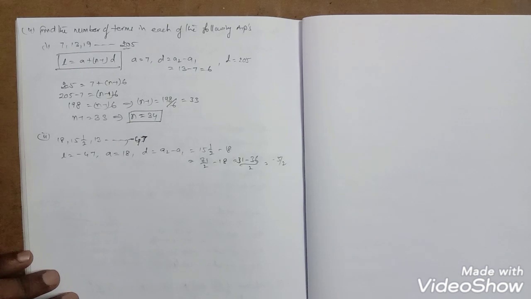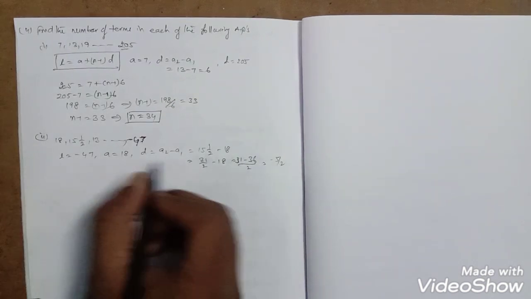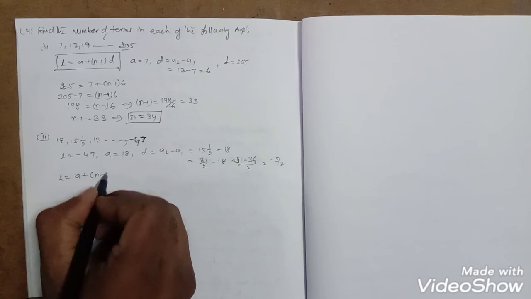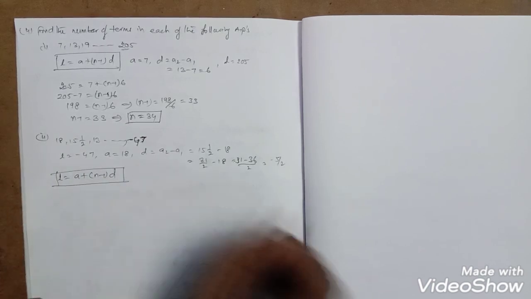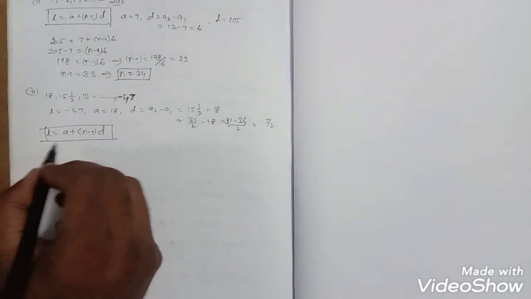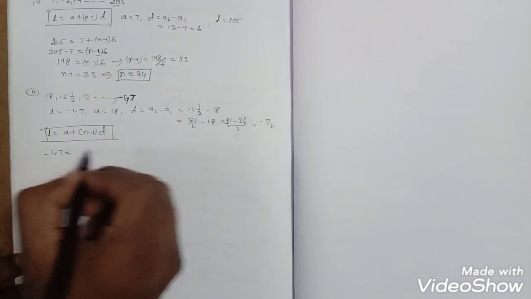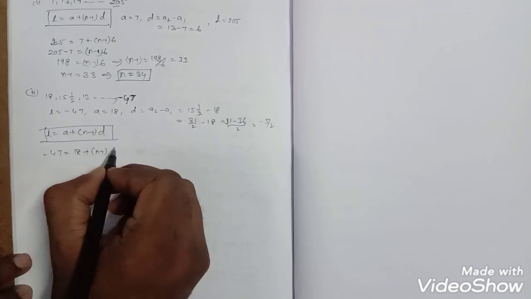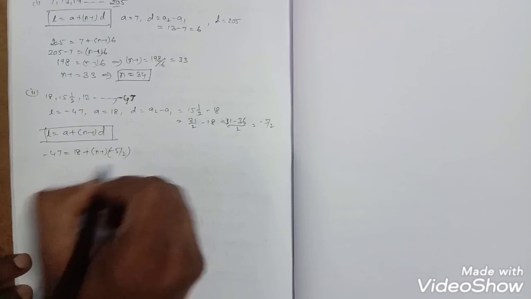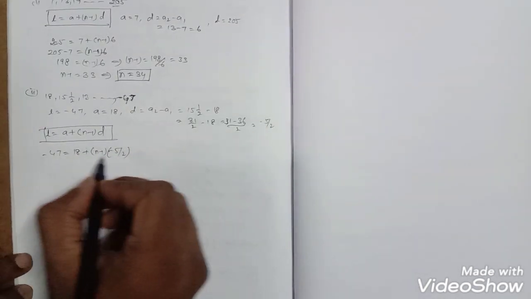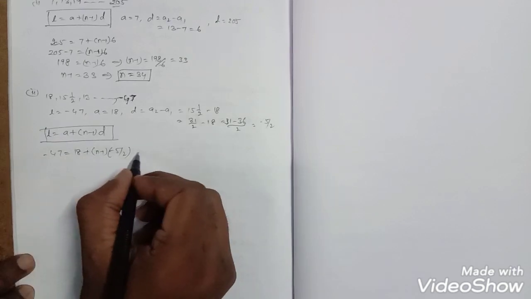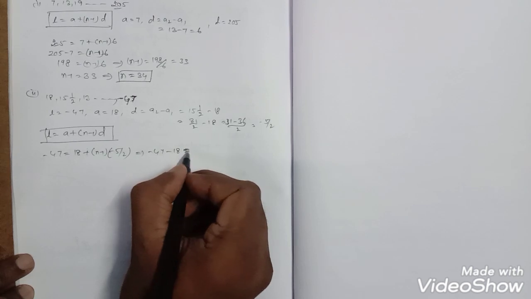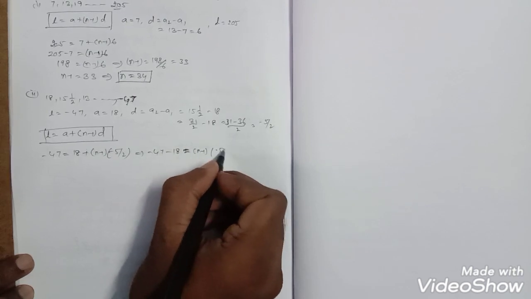So after getting minus 5/2, substitute in your formula. Your formula is L = a + (n minus 1)d. So in this formula if you substitute, you'll get L, which is minus 47, equal to the a value, 18, plus n, which you have to find, and the d value is given as minus 5/2. Next, send this 18 towards the left side. So you'll get minus 47 minus 18 is equal to (n minus 1) into minus 5/2.